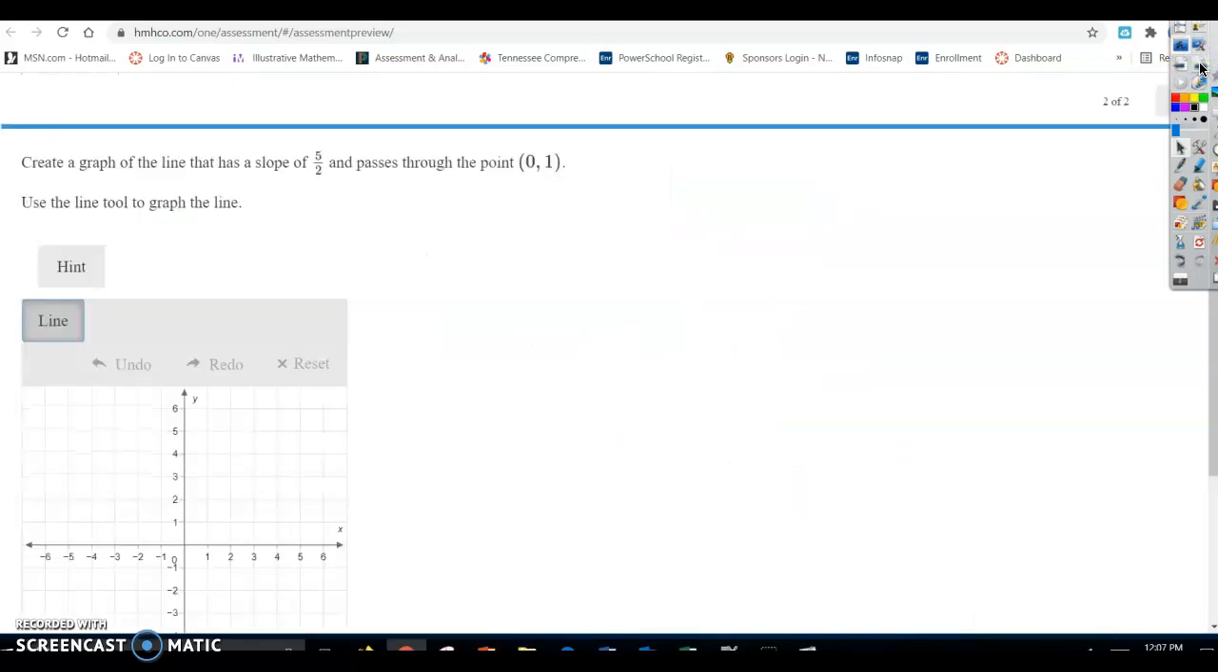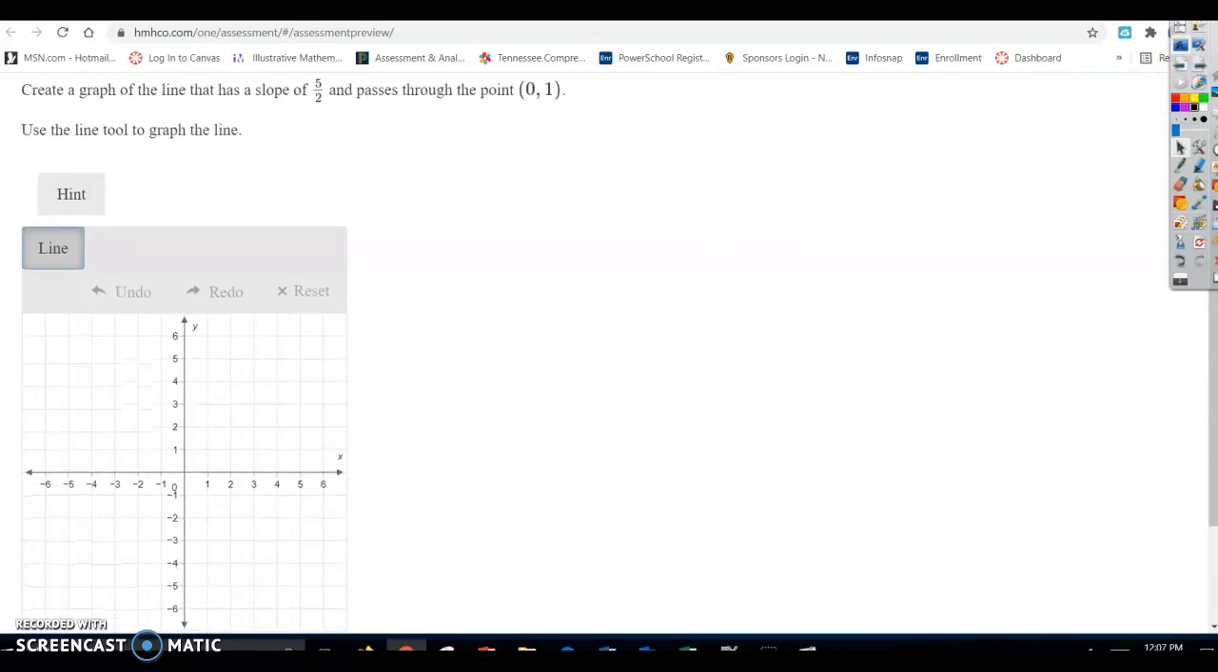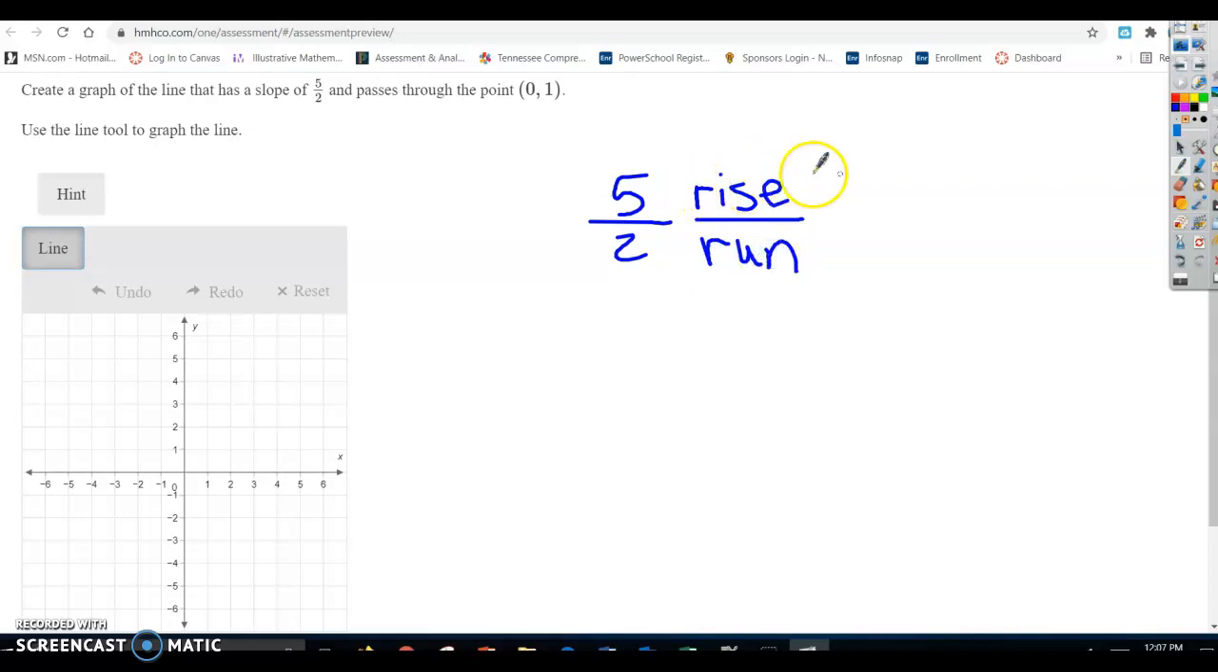All right, for number 2, it says create a graph of the line that has a slope of 5/2 and passes through the point 0, 1. So one thing we need to know is if we have a slope of 5/2, this is my rise, and this is my run. Remember, rise is my y, and run is my x. So remember, x is always the horizontal, y is always the vertical.